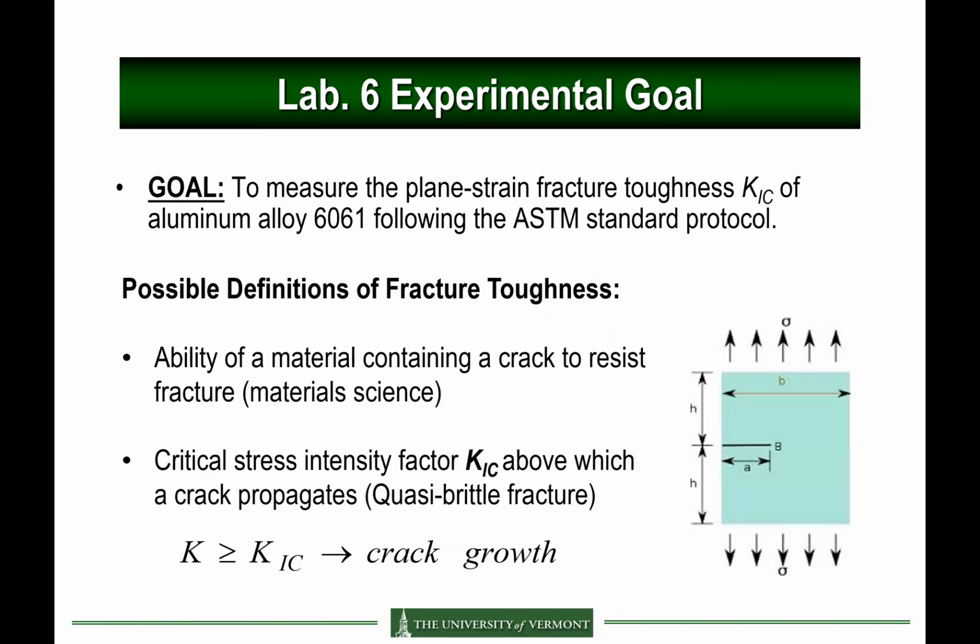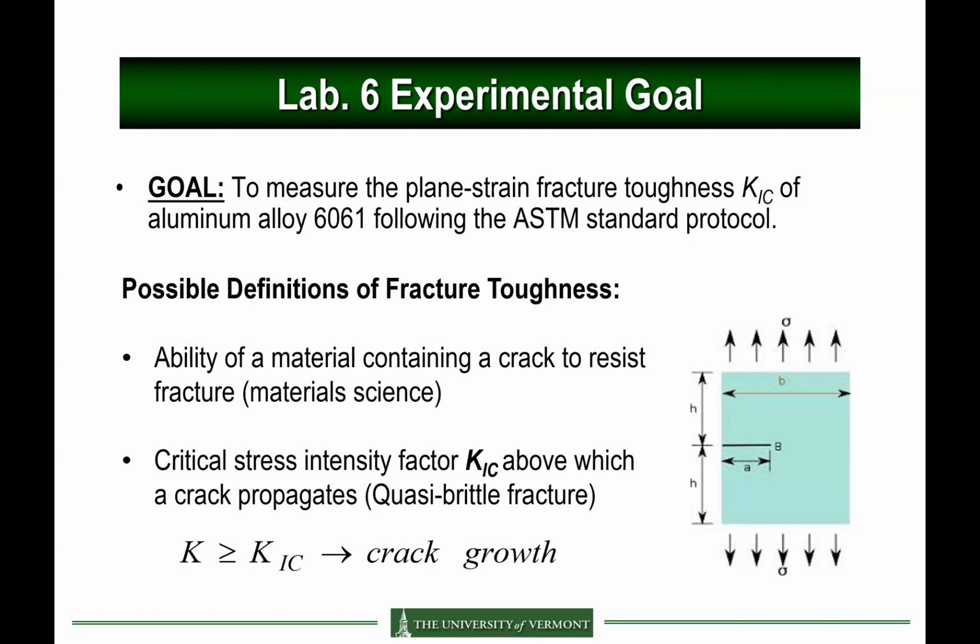All right, so now let's just focus, in the time that's left, on the experiment itself. So this week's experiment, the goal is to measure the plane strain fracture toughness K1C of an aluminum alloy 6061 following the ASTM standard protocol. The number is E399, which is provided on Blackboard. And I strongly encourage you to read this protocol. I mean, not the protocol, the ASTM standard. Okay.